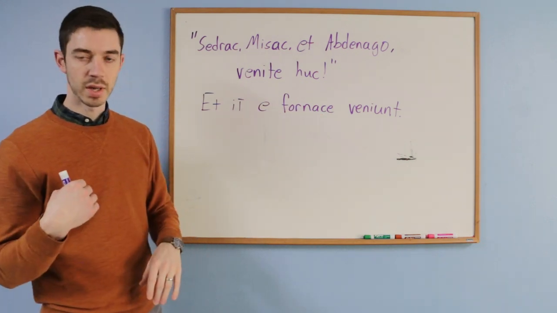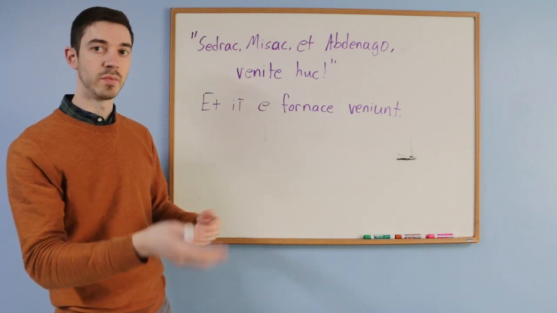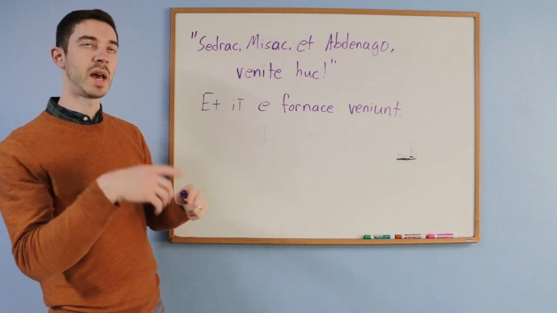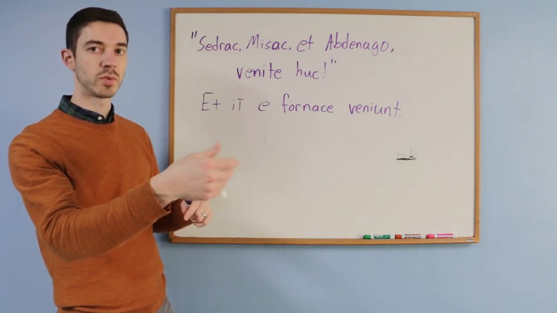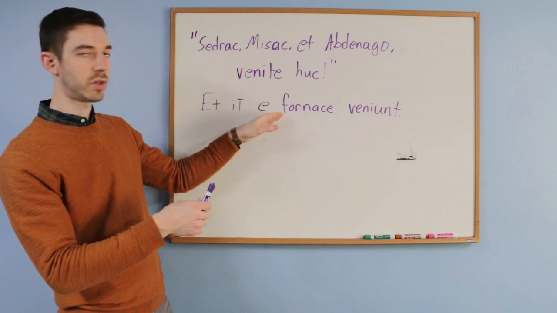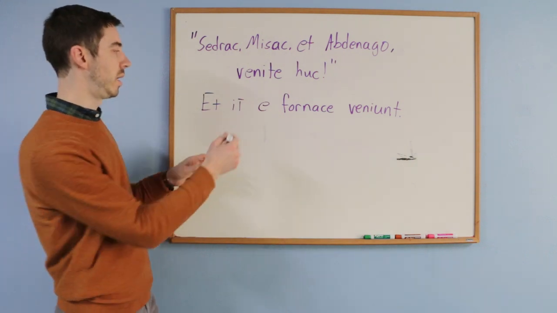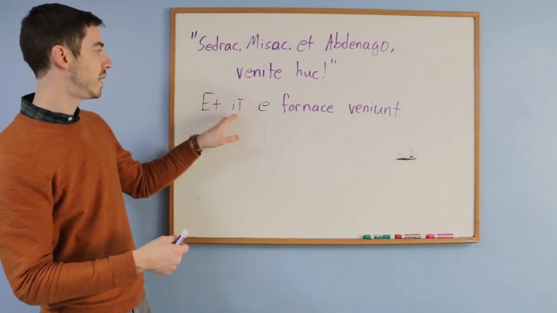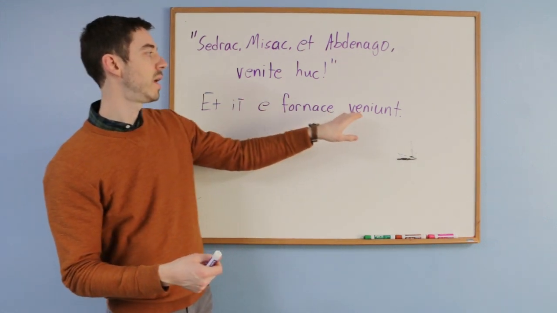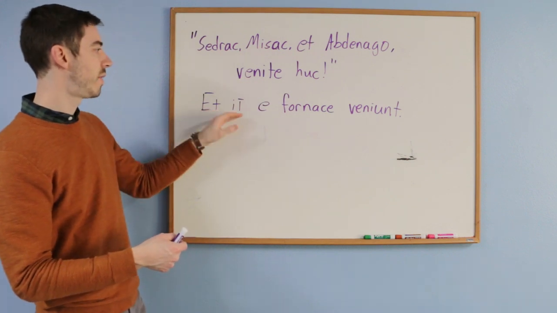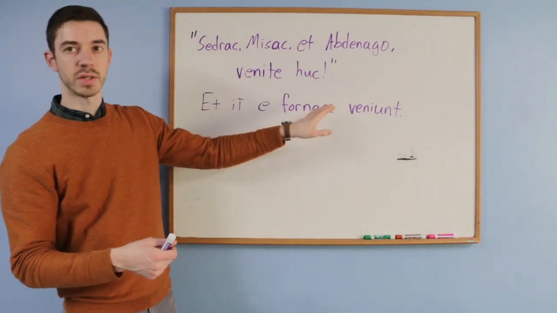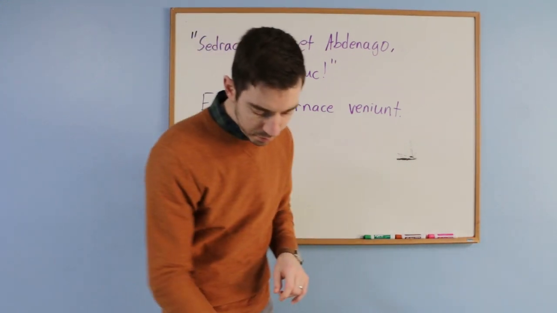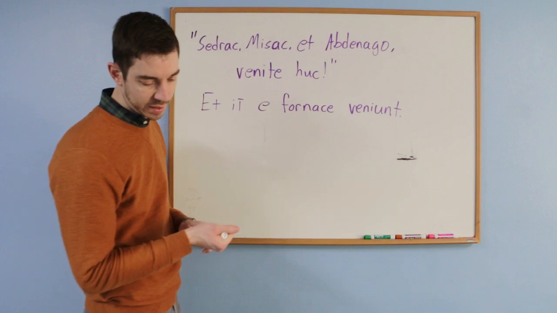So we just learned the vocabulary this week, ex means out of. So ex can also be written as a. Remember, we use ex when the next word starts with a vowel, and we use a when it starts with a consonant. And again, this is an e, but we kind of pronounce it a. So et ii a fornace veniunt. So and they from the furnace come. So they come out of the furnace. All right. And let's see what happens in the next sentence.